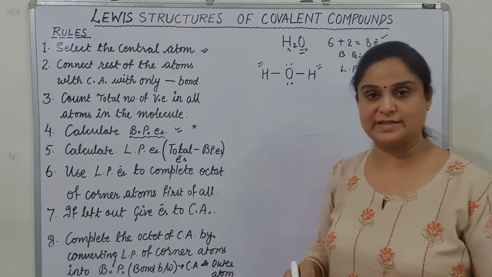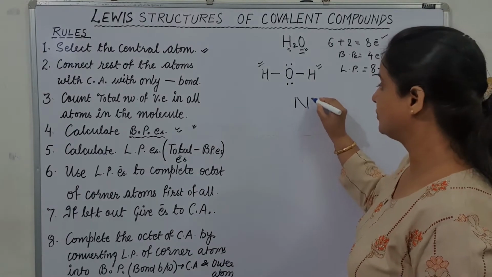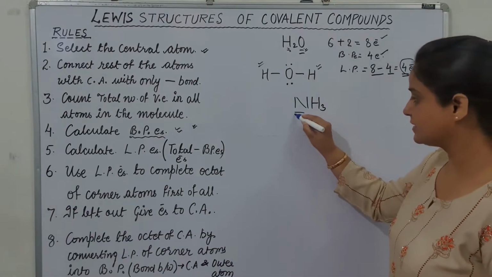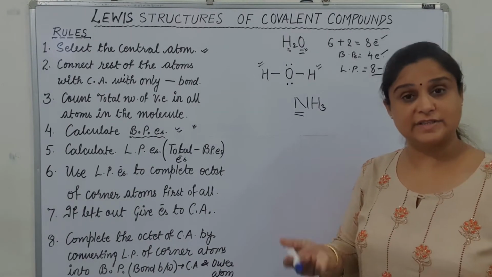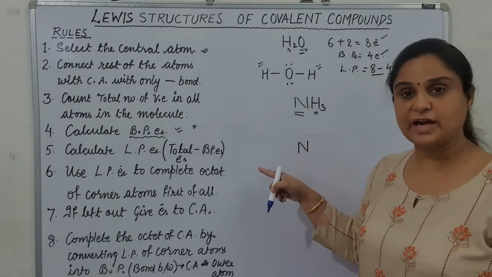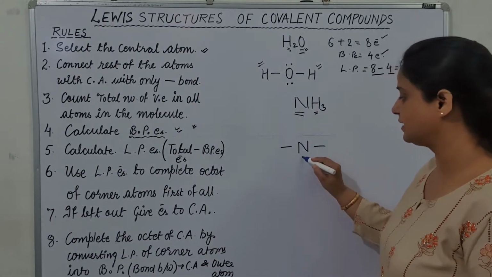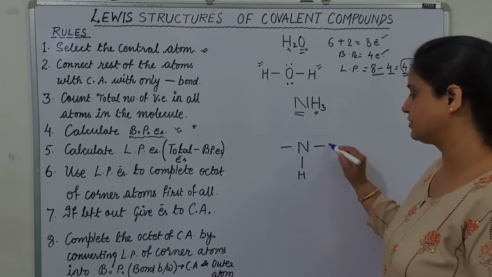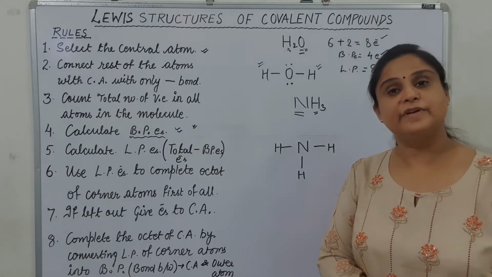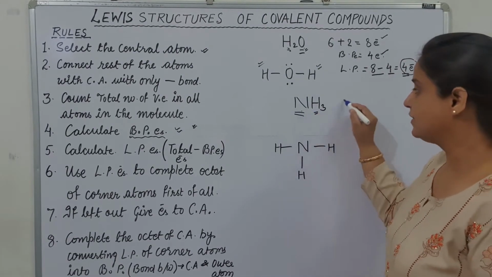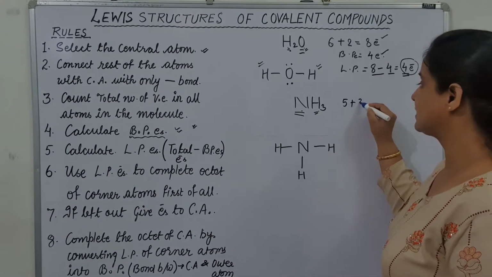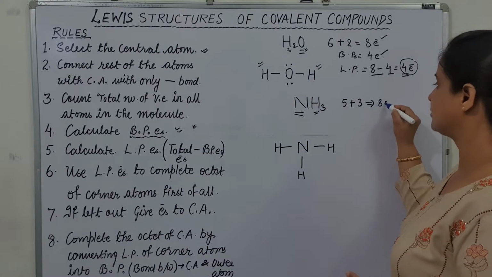Now I am taking one more example along with this, and that is ammonia, NH3. Let's take the central atom, which is the smallest in number. So I am taking nitrogen here, and then I am connecting it with 3 hydrogens with only single bonds. Hydrogen, hydrogen and hydrogen. Now we have to count the total number of valence electrons. So this is 5 electrons in the outermost shell of nitrogen and 1 from each hydrogen. So 5 plus 3, 8 electrons total.